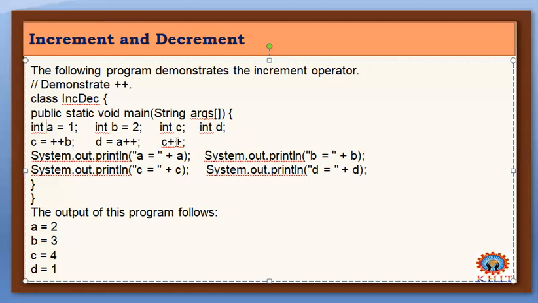Now again you write C plus plus. C value contains 3. When you do C plus plus, it becomes 4. So C value becomes 4. A value 2, B value 3, D value 1. Because here D is equal to A plus plus means A value is assigned to D first, so D becomes 1. Then A is incremented, A becomes 2. Like that, we'll get the answer here. Okay. Next.